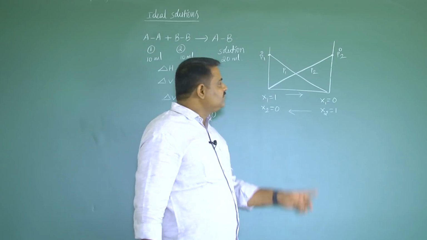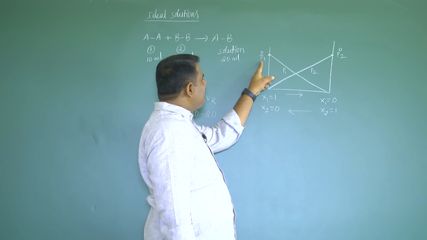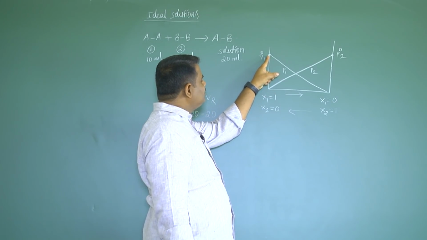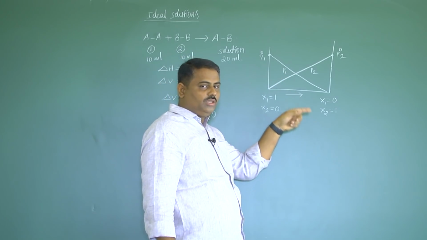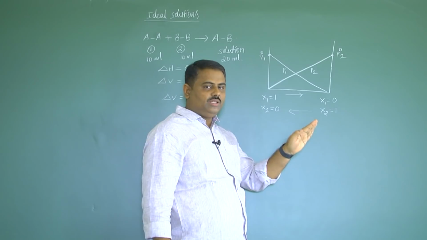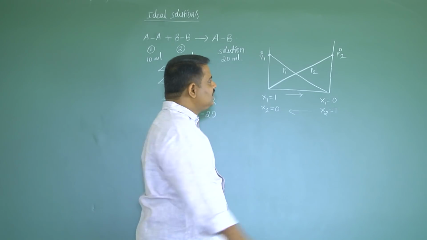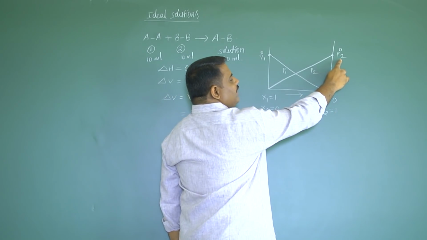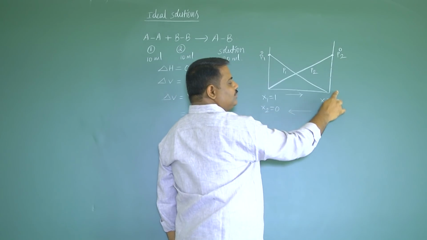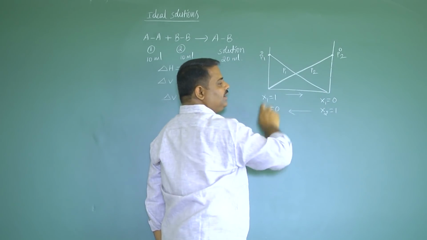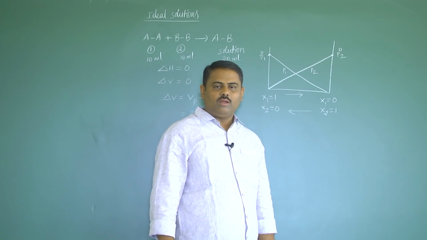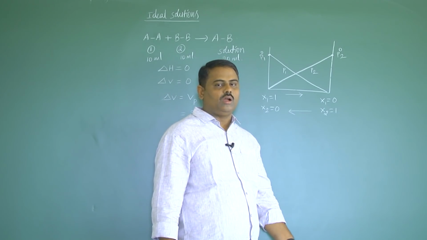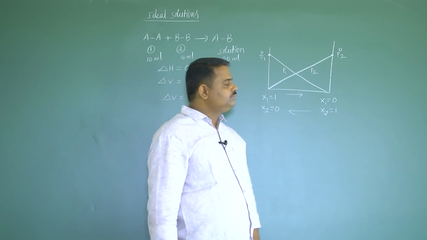I will repeat. P01 is vapor pressure of pure component. P1 is vapor pressure of that component in the solution, called partial vapor pressure. P02 is vapor pressure of pure component 2 and P2 is vapor pressure of that component in the solution, or we can say partial pressure of second component in the solution.